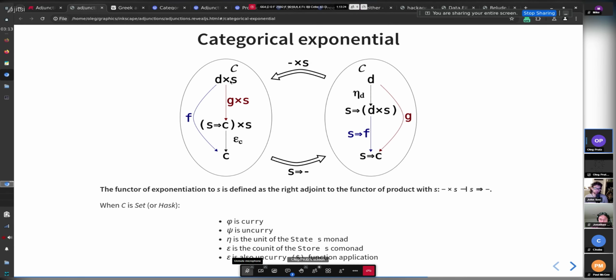So we are attempting to use D and C to the S as exponentials, and we want them to have a morphism that corresponds to application. So if you pair D with S, there should be a way to apply S to D, right? But first you need to pair with S. That's the reason the category has to be Cartesian first.